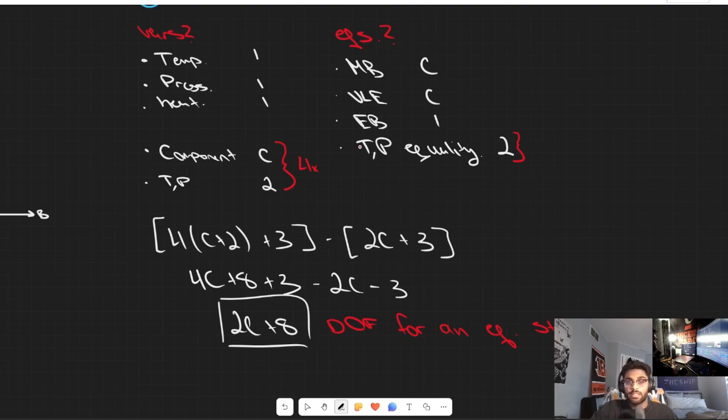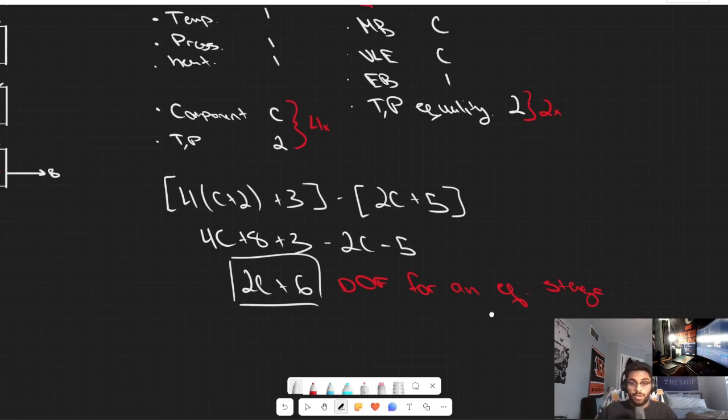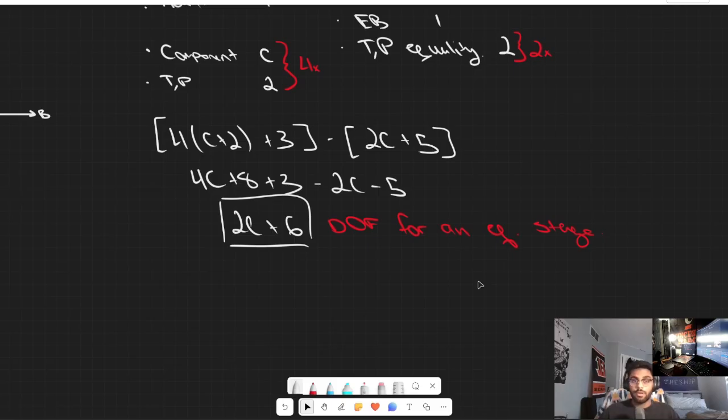So what you could say is that we have temperature and pressure, so these are two separate equations, and these are going to be for two streams. So these are kind of our stream dependent equations. If we do that, this becomes 2C plus 5 over here. So let's fix that. So this becomes 2C plus 5. So this becomes minus 5. 8 plus 3 is 11, minus 5 is 6. So this ends up being 2C plus 6 degrees of freedom instead of 2C plus 8 degrees of freedom.